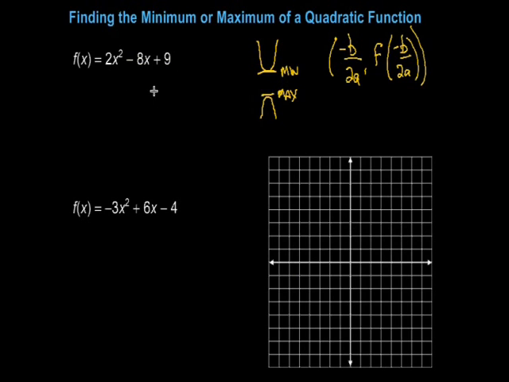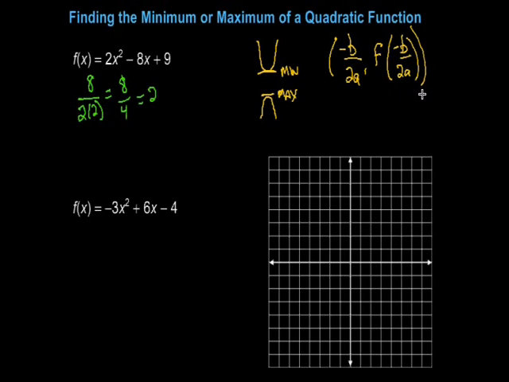So, for this first one, I need to find that vertex, so I need to start by finding the x-coordinate. Well, for this one it's negative b, here's my b, which is negative 8, so negative 8 is just going to be a positive 8 over 2 times a, and here's our a, 2, so 2 times 2. Then, simplify that, we have 8 over 4. 2 times 2 is 4, of course. 8 divided by 4 is just 2. Okay, so that is my x-coordinate.